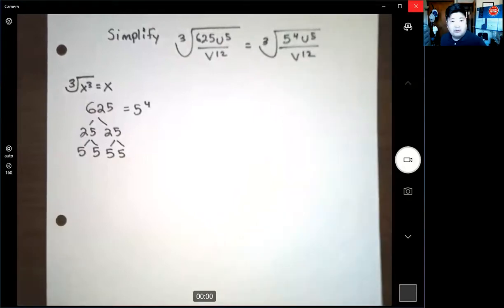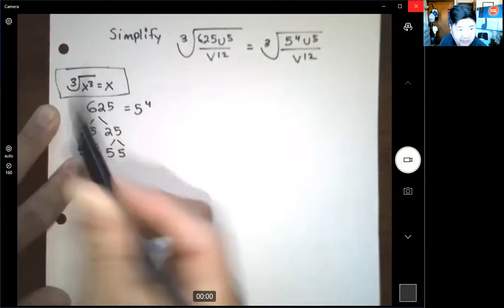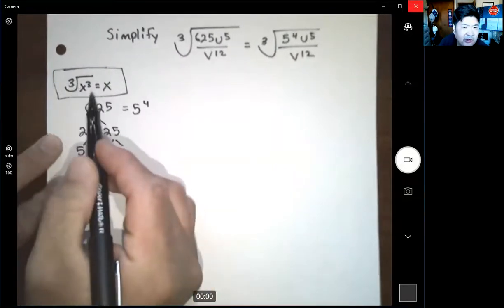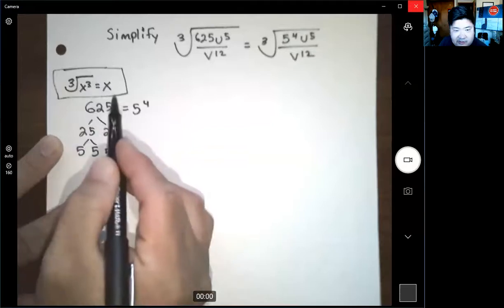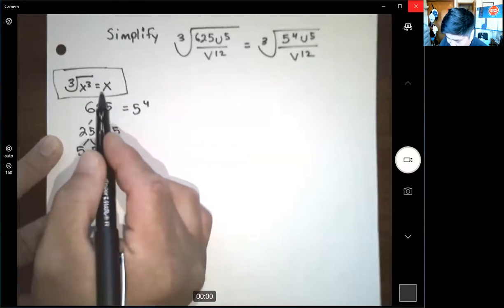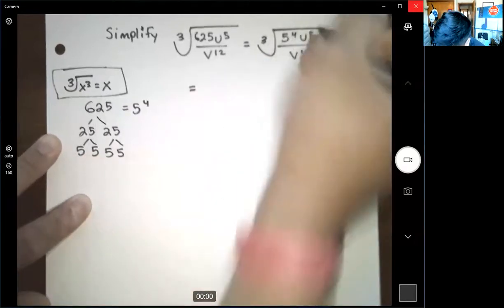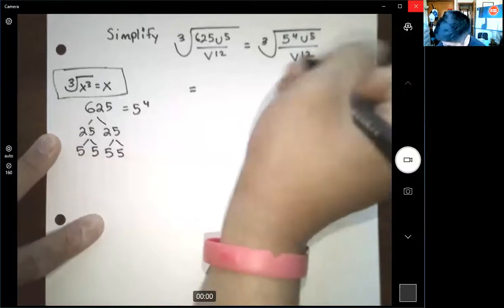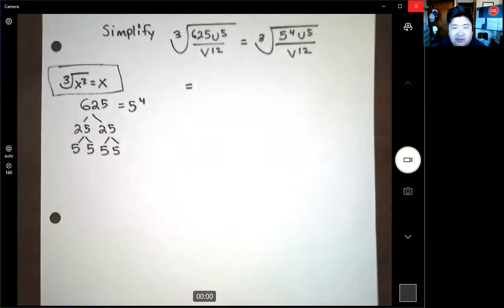Now, remember this right here: if we have the cube root of something to the 3rd power, or something cubed, then that is equal to that something, which in this case I represent with an x. All right, so let's write this in longhand notation.